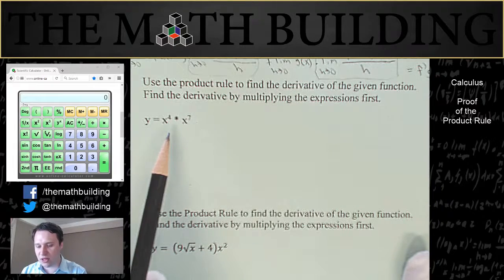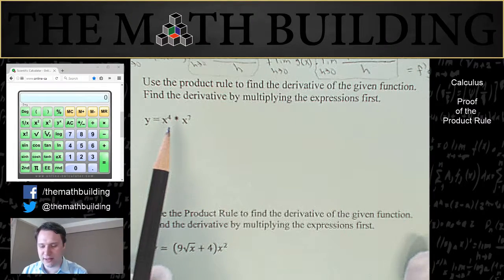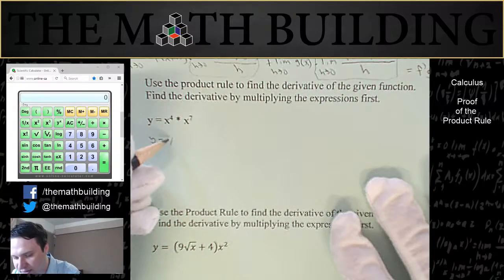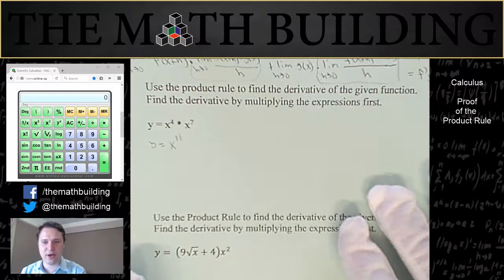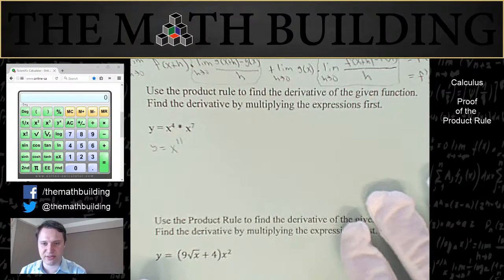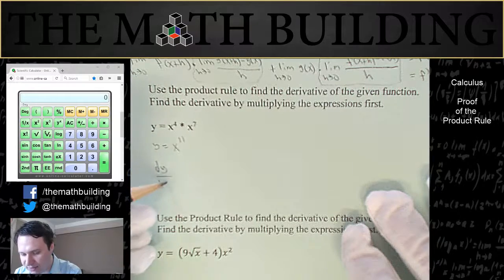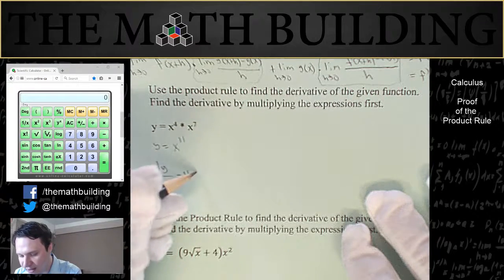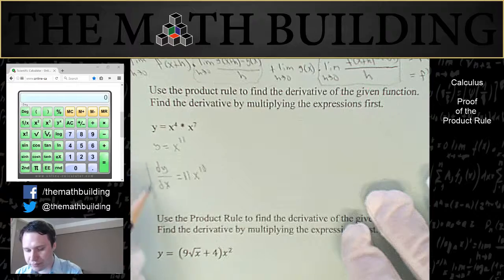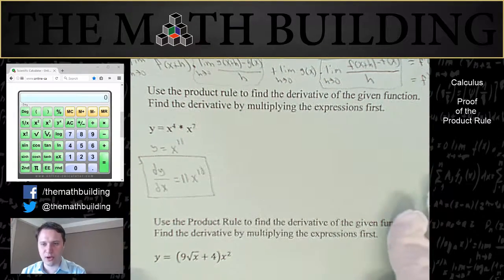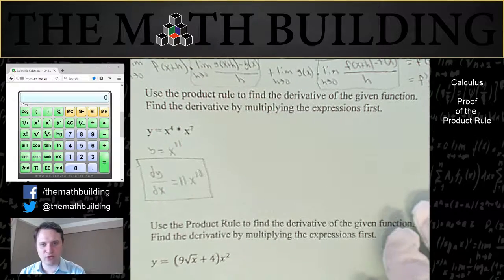So let's do it with the power rule first, which might be a little simpler actually. That would be the same as y equals x to the 11, because x to the 4 times x to the 7 is x to the 11. And now doing the power rule, we would have dy/dx equals 11x to the 10. Okay, so pretty easy to do with the power rule, but let's just show that the product rule works.